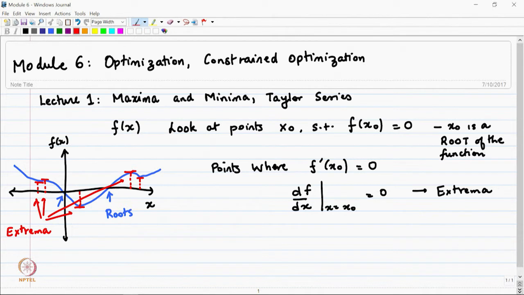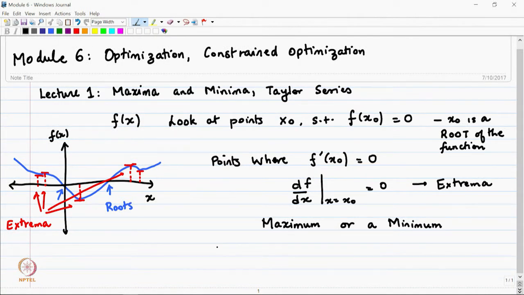Okay. Now, if the slope is 0, your function can go in this way, then it goes through a minimum value at that point x 0. If it goes the other way around, then it goes through a maximum value at that point. So, it can be either a maximum or a minimum. So, the value of the function is maximum or minimum at these extrema.